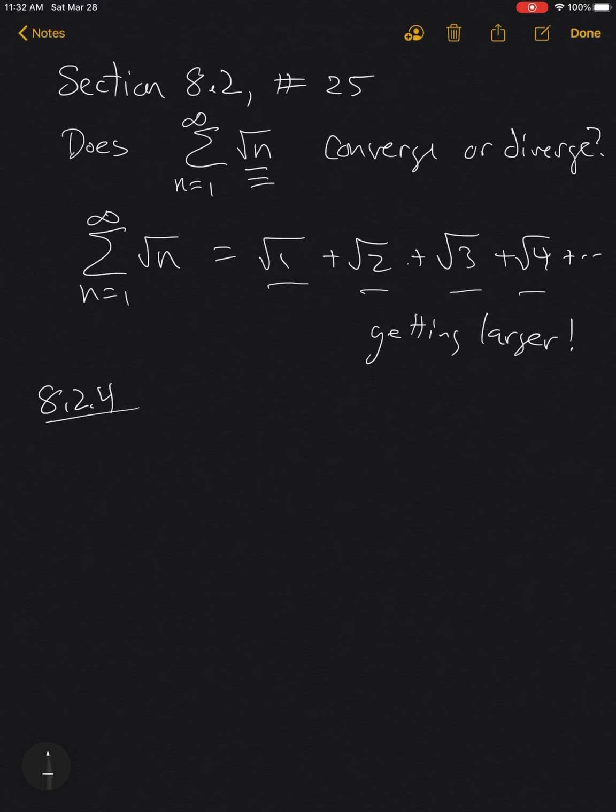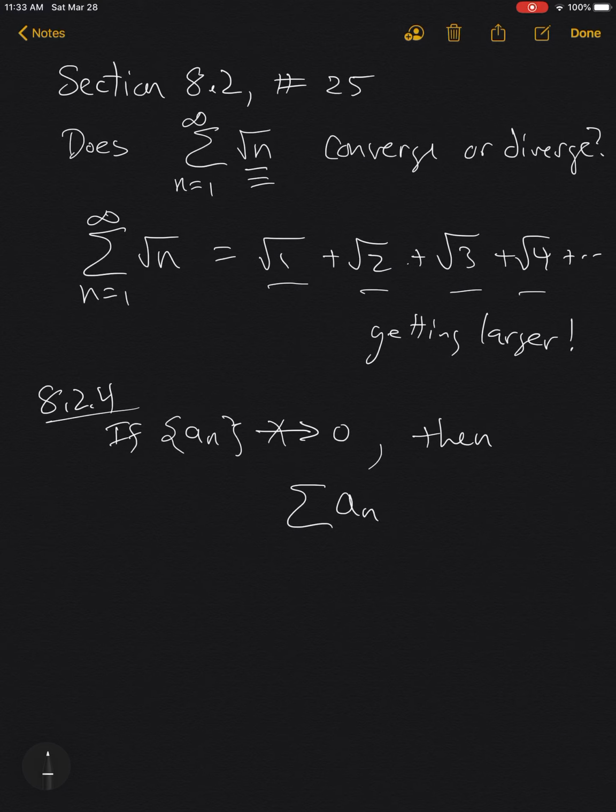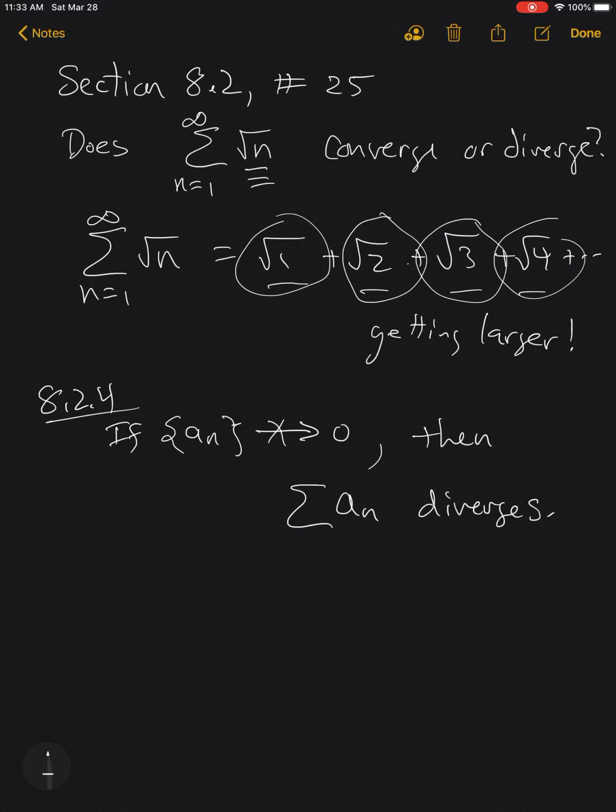8.2.4 tells us. It says that if the terms of the sequence are not going to 0, then the series, by adding up those terms, diverges. That's the only hope we have of having a convergent series: we need the individual terms that we're adding up to be shrinking down to 0, getting smaller and smaller. So in this case, we have terms that are getting larger, and we're adding them all up, and so our series diverges.